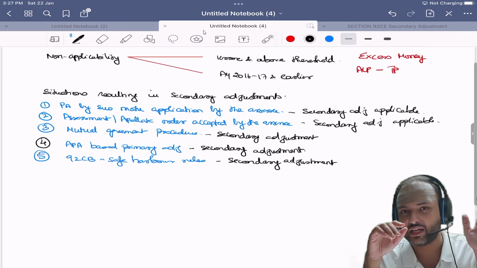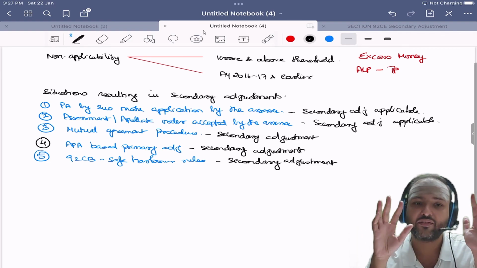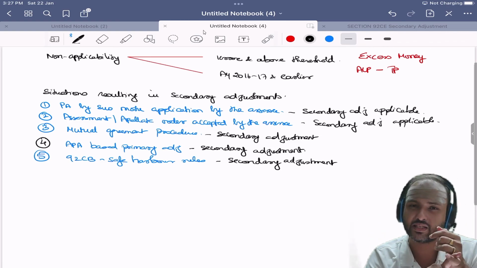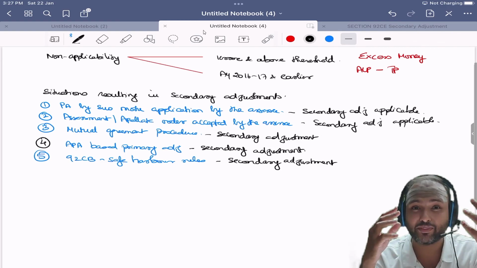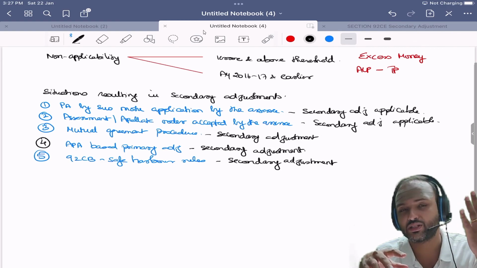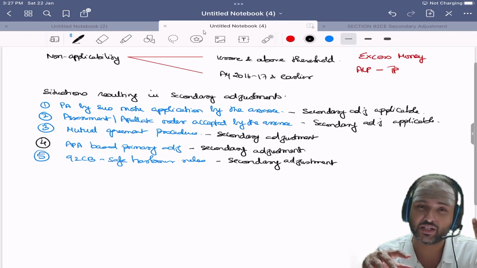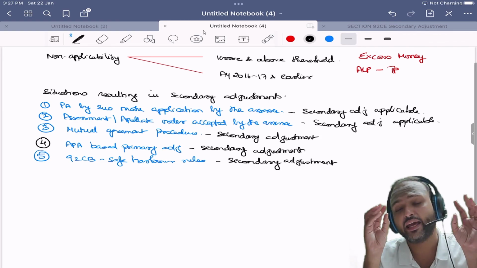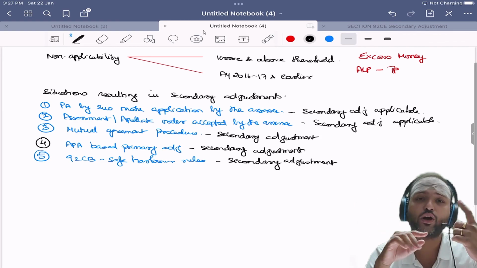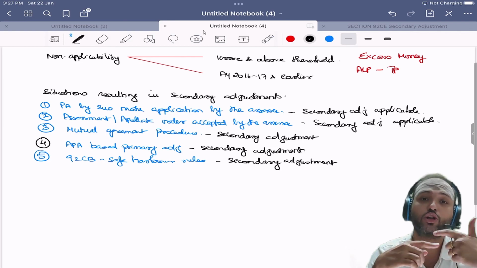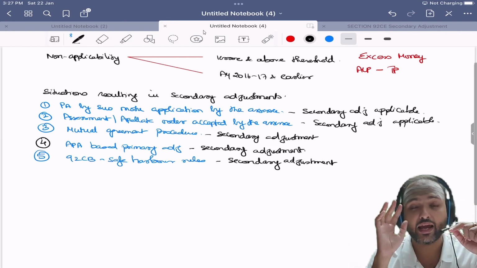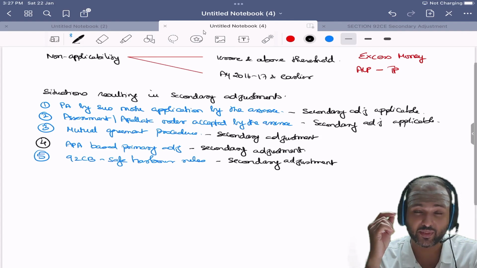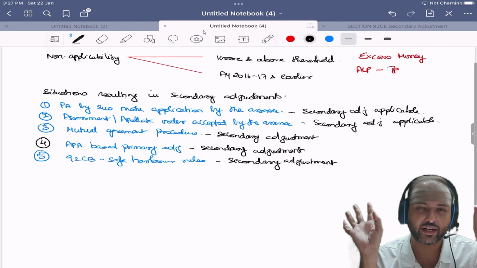Now, there are 5 scenarios which we have already discussed where we have to see the applicability of secondary adjustment: where there is a suo motu application by the assessee, an assessment order or appellate order accepted by the assessee, and a mutual agreement procedure resolution passed, because of which a primary adjustment will translate into secondary adjustment. Then we have seen APA, advance pricing agreements, because of which any primary adjustment will also get translated into a secondary adjustment. And then the last scenario, safe harbor rules: any primary adjustment will also get translated into secondary adjustment.